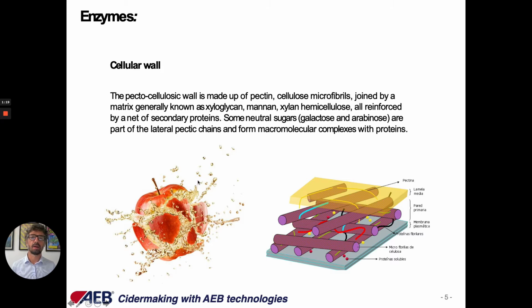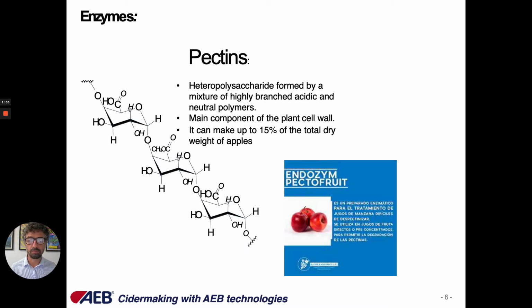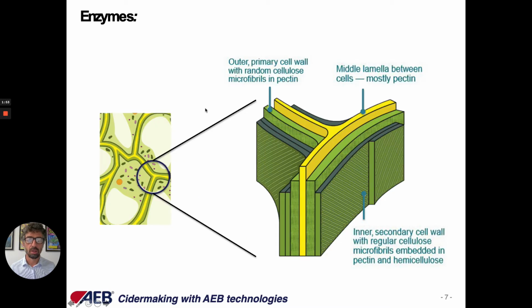The cells have a very complex structure as far as the wall. You can see here, this is a graphic representation of the cell wall, where a lot of pectins encapsulate, let's say, the juice that we want to extract. So what we need to do is to get rid of these pectins, which are heteropolysaccharides. They can be as simple as this chain, but they can be more complex, formed by a mixture of highly branched acidic and neutral polymers. In all these different forms, they constitute the walls of the cells that contain the juice.